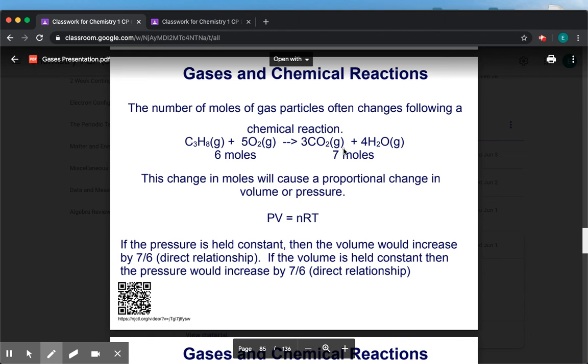Moles has nothing to do with mass. It's just the number of particles. So we end up with more particles on the right than we do on the left. That's what this is saying. And because you end up with more particles, there is going to be a change in the condition of your gas.